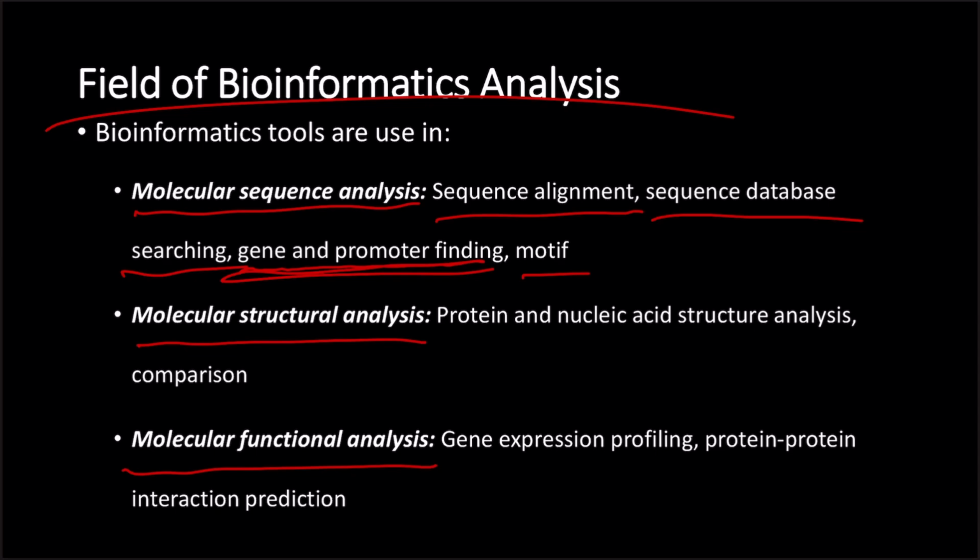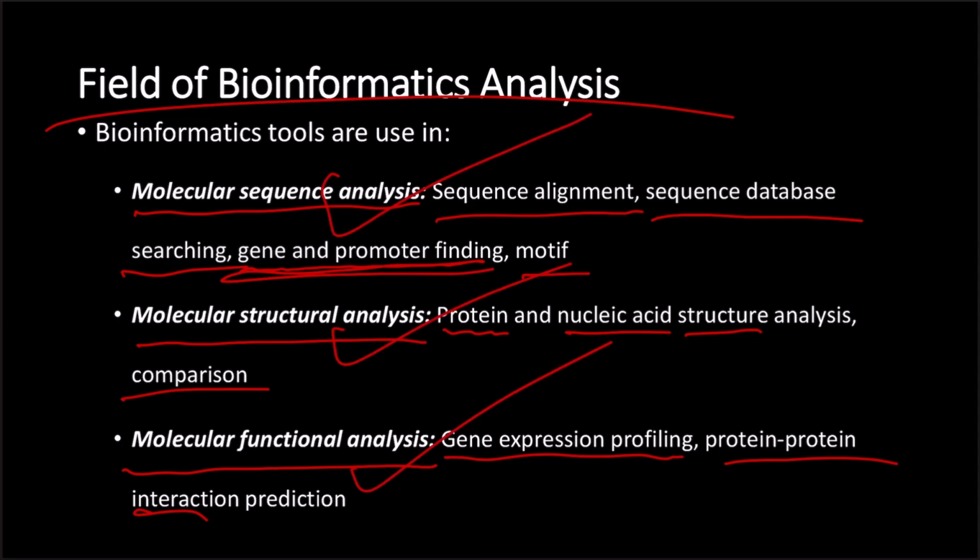Then we have molecular structure analysis, in which we look into the structure, that is we can look into the protein and nucleic acid structure, and then we can do the comparison. Then we can also do the classification and finally prediction of several other molecules also. Next we have molecular functional analysis, in which we look into the gene expression profiling. Then we look into the protein interaction, and we can also do the simulation of several metabolic pathways, since it is the functional analysis. So these are the three different analyses which we can perform: molecular sequence analysis, molecular structure analysis, and molecular functional analysis. So these are the three main fields of bioinformatic analysis.